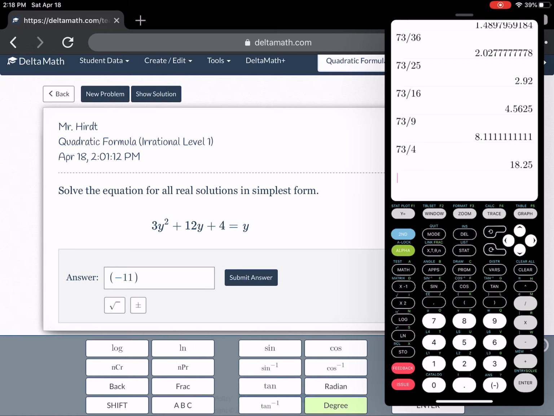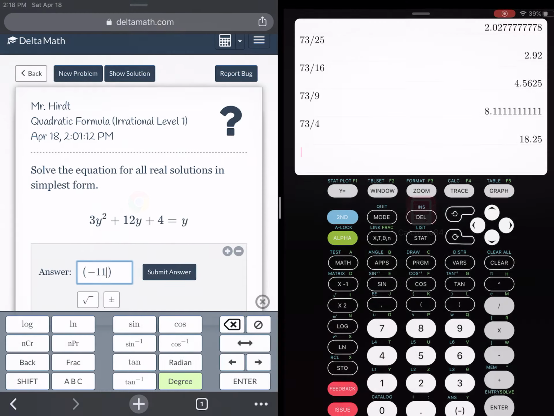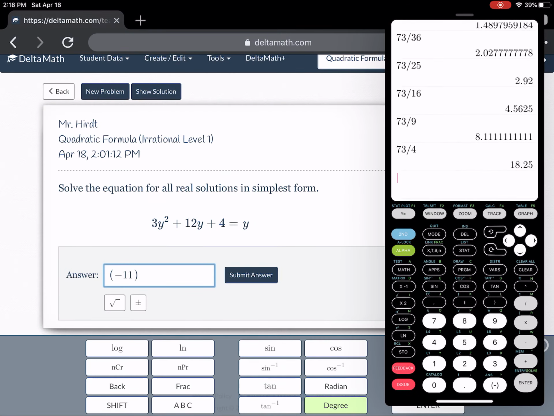Let's see. Oh, let's clear out here. I'm going to get rid of this for just a second. Let's see if I can just get rid of it in general.